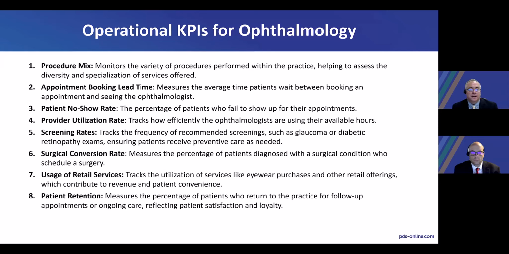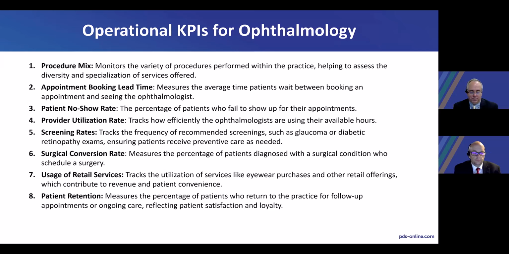Some other key metrics that hopefully you're measuring on the operational side are things like screening rates, how frequently patients are receiving preventative care, and our surgical conversion rate. Typically we're not trying to measure how many went into surgery, but how many who could have had surgery actually did then schedule the surgery. Our use of retail services, eyewear purchases, lenses, and other offerings that we have. And then, of course, patient retention, which is a big one, and how do we track that, especially for younger patients who maybe are just using our screening and maybe moving around. We'll talk a little bit about some of those metrics.